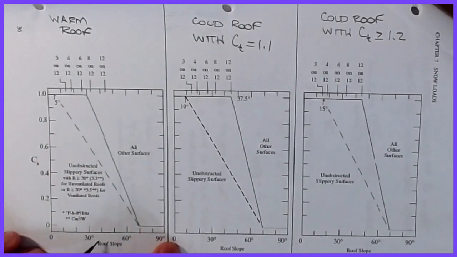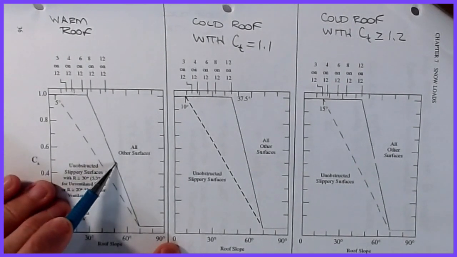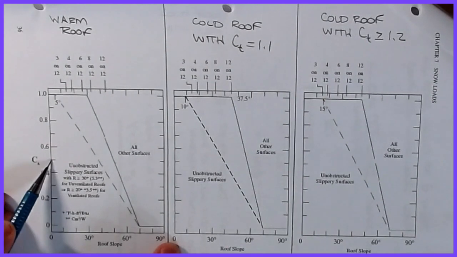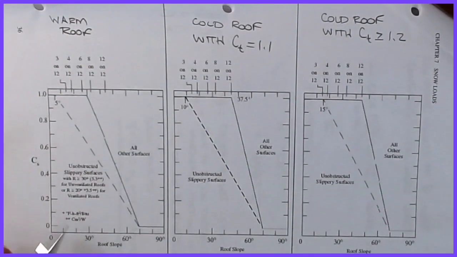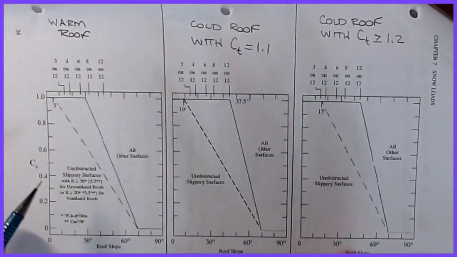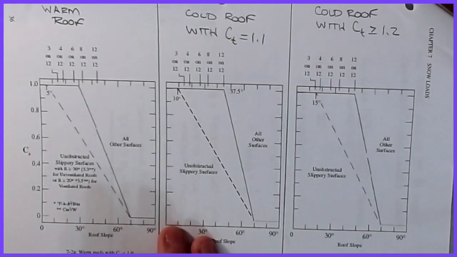So all I do is I read up. Let's just say we took a 40, 50. Let's take a 45 degree. We come up to here and then come across. You can see my CS is basically around 0.5. You'd have to be a little more accurate than I was, but that's how these charts work. So once you calculate the flat roof snow load, that's how you get CS. Figure out which chart you're in and then pull the CS off of it, and away you go.